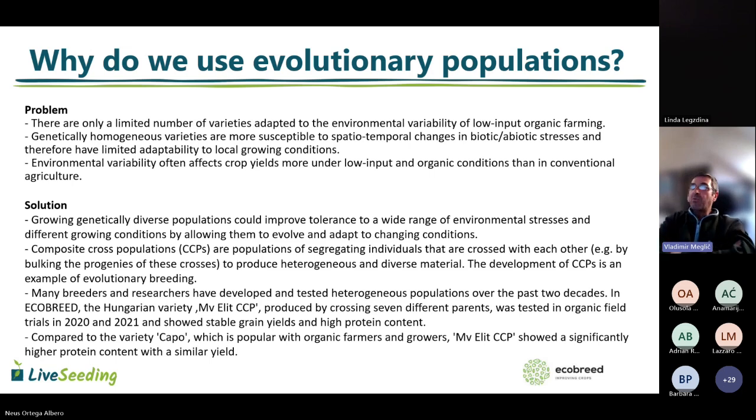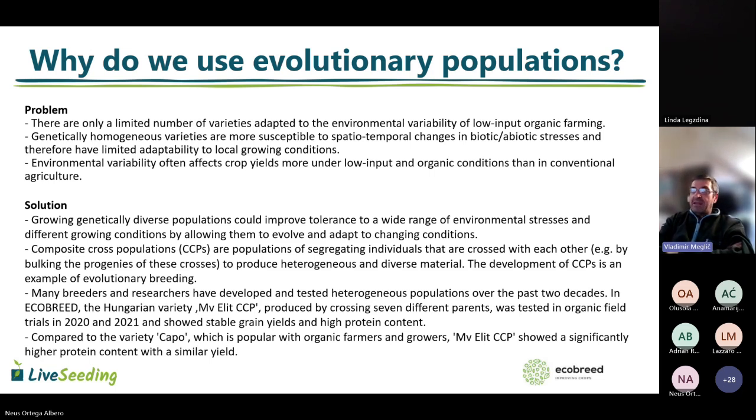And hopefully I won't bore you too much, or I won't repeat too much, but we have said that there are only a limited number of varieties that are adapted to the environmental variability of low input or organic farming. And genetically homogeneous varieties are more susceptible to spatiotemporal changes in biotic or abiotic stresses, and therefore they have limited adaptability to local growing conditions. And another question or debate was on the environmental variability that often affects crop yields more under low input and organic conditions than in conventional agriculture.